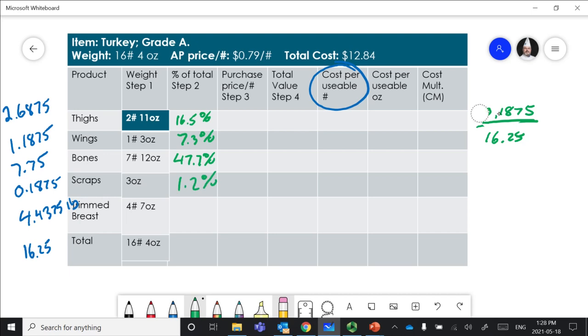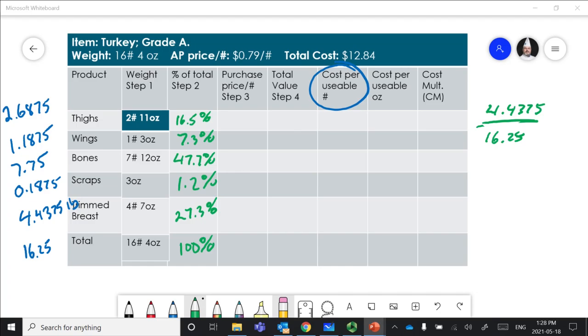And our trimmed breast, our 4.4375 divided by our 16.25 gives us 27.3%. If we add all these percentages up, we end up with 100%, or maybe 99.9 because we've rounded something. Okay?